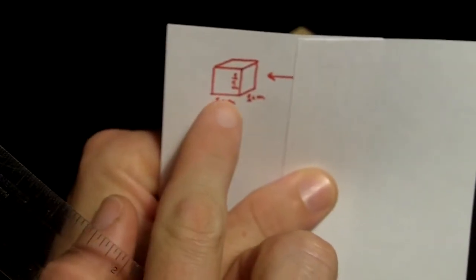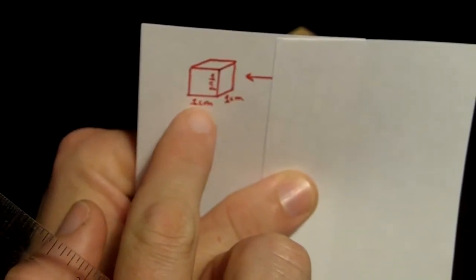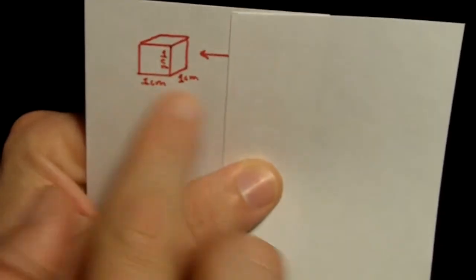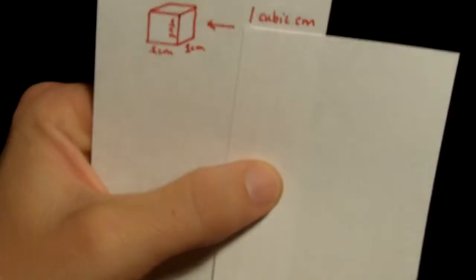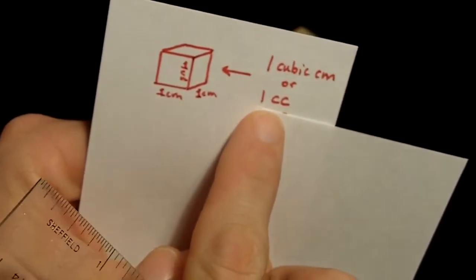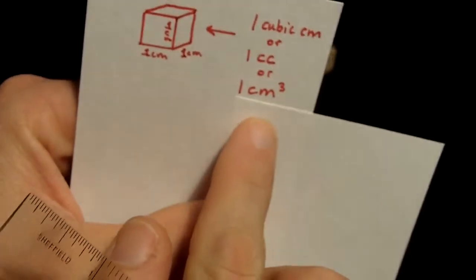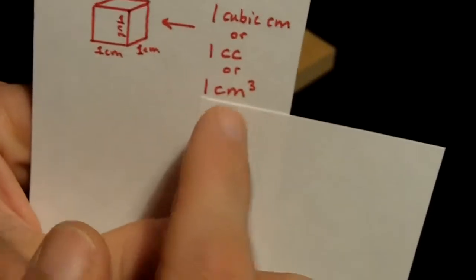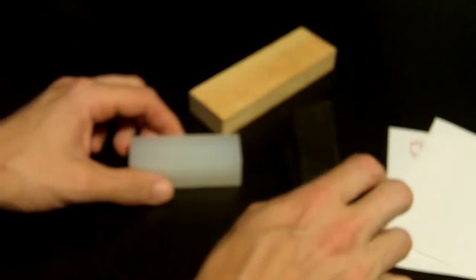Here's how you do it. Again, we're going for the volume in cubic centimeters. A cubic centimeter is a little cube that's 1 by 1 by 1 centimeter. It can be written as 1 cubic centimeter or 1 cc, and finally you'll see it written as 1 cm to the third power, which is 1 cubic centimeter. Alright, so let's go ahead and get started.